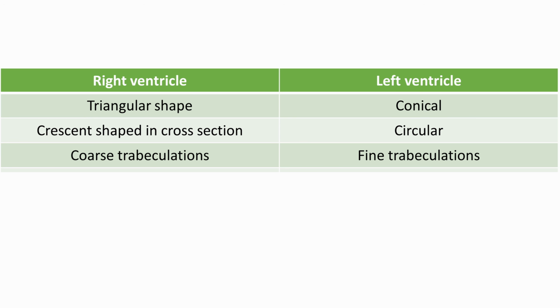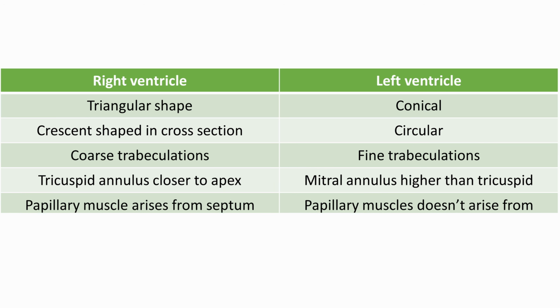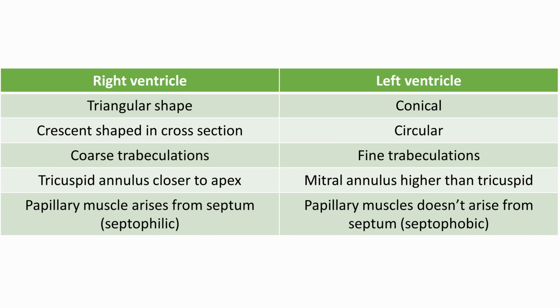Tricuspid annulus is closer to the ventricular apex, whereas mitral annulus is higher than the tricuspid annular level. Papillary muscles arise from the ventricular septum in case of right ventricle, that is septophilic, and no papillary muscle arises from the septum in the left ventricle, that is, it is septophobic.